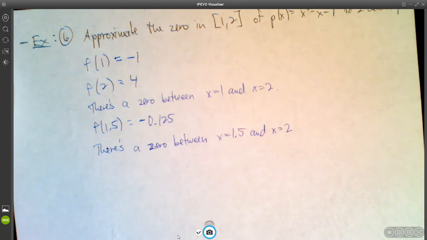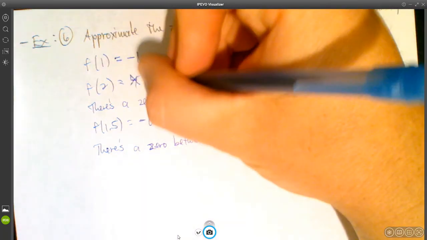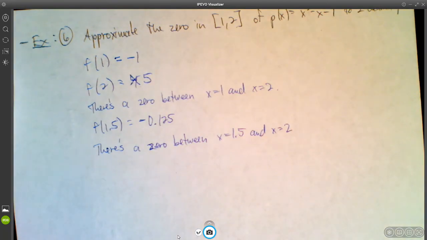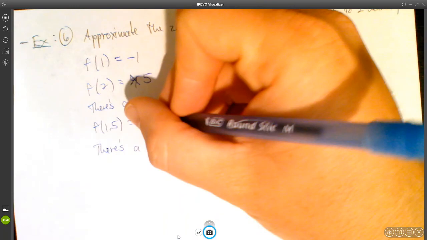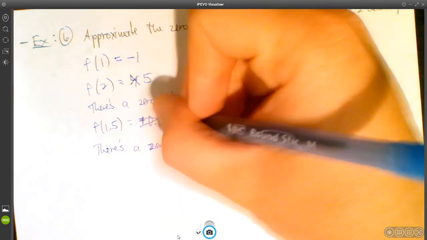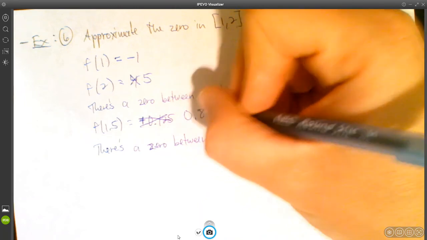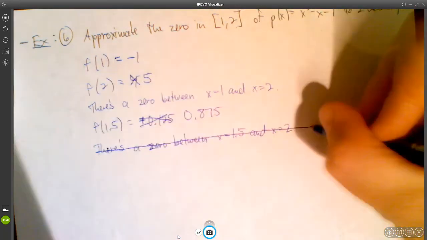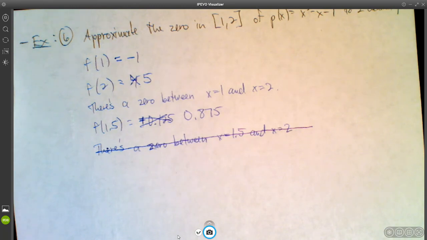Hang on a second. Oh, I've got a problem. I'm sorry. Let me go back and amend a little bit. This should have been 5, not 4. And this should have been positive 0.875, which means this statement's not true anymore. Okay, sorry, I punched in the wrong number into my calculator.